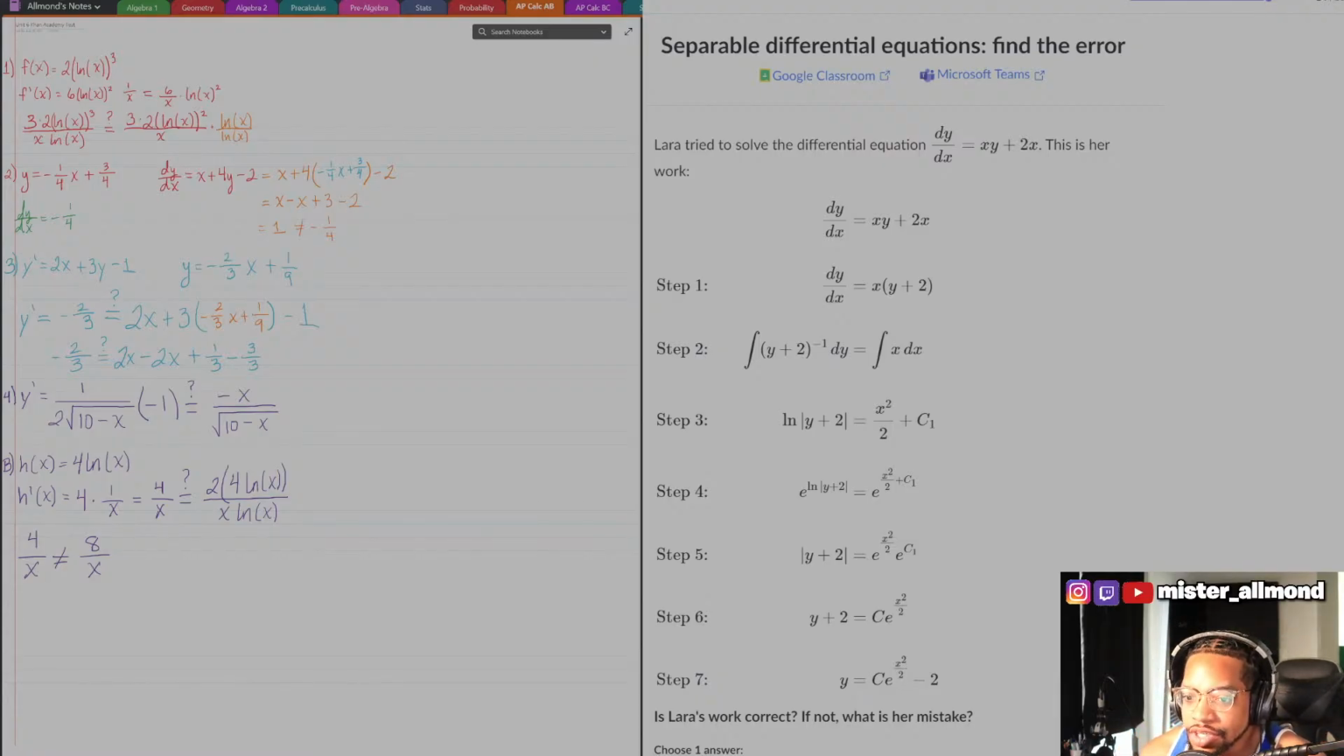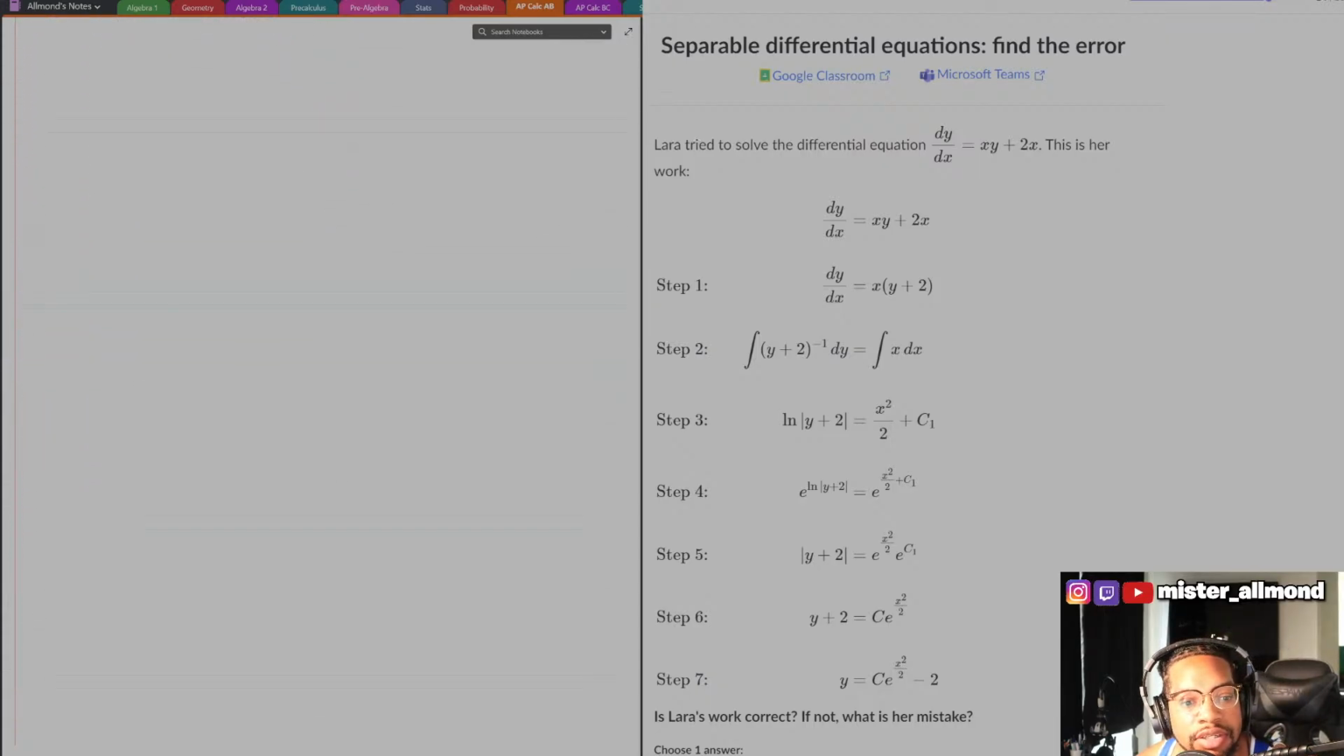Unit 7, differential equations, separable. These first four questions are just simple error analysis. So just going through each step and then seeing, did the person get it right or wrong? And if so, where? So I'm gonna try to see if I can point out some mistakes. I think I might just end up working these out and then comparing my work to, it looks like Laura's work. So that's what I'm gonna try. And then we'll see how this goes. But okay, so let's see here.